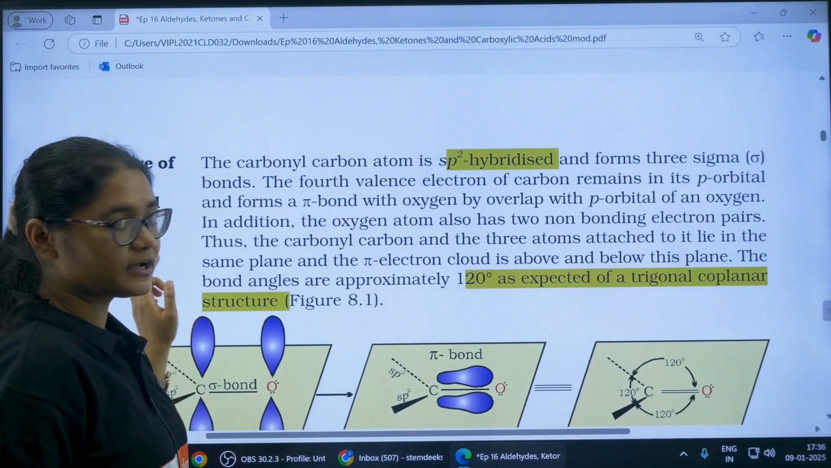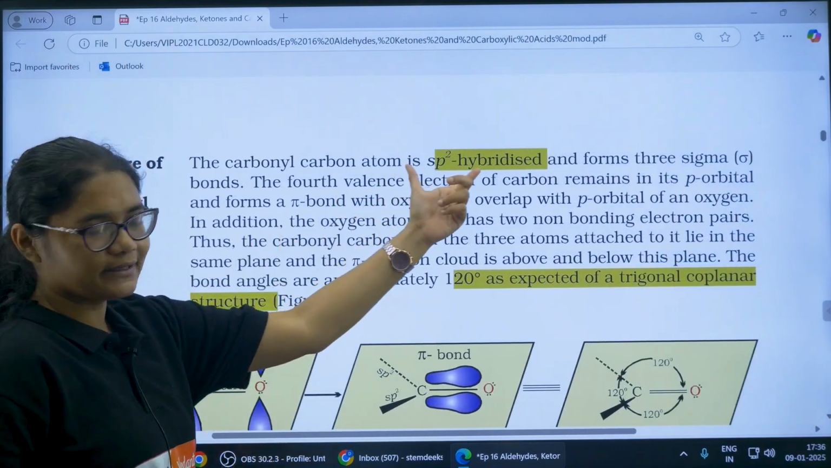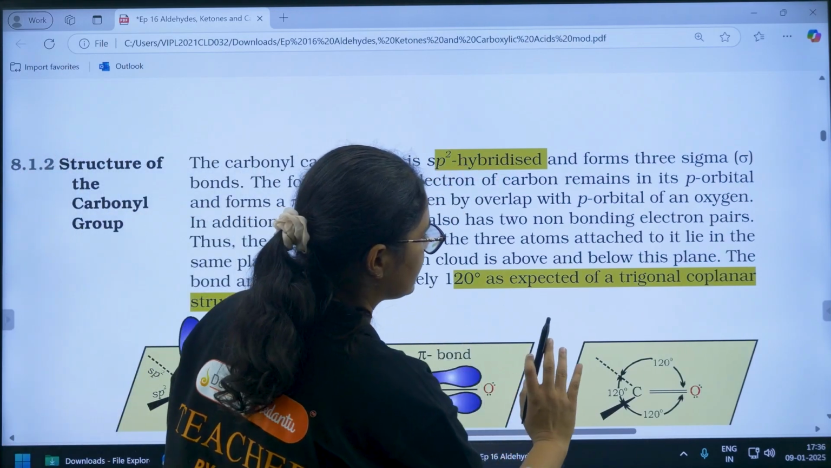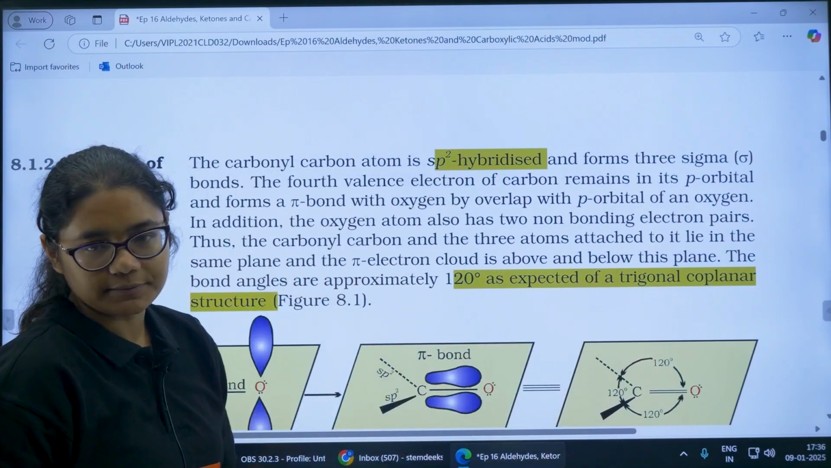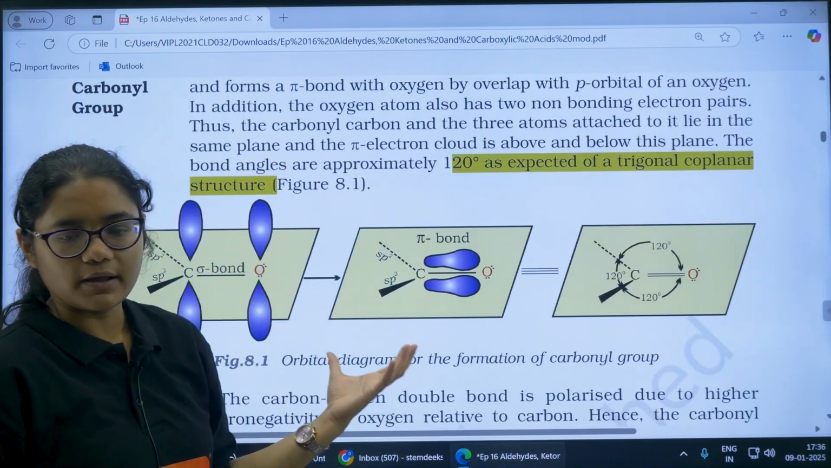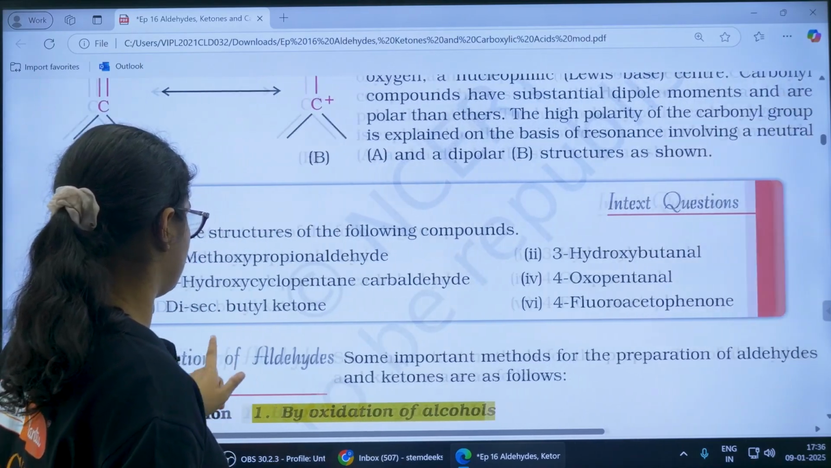Now coming to the structure of the carbonyl compound. Under structure you should first know that the carbon is sp2 hybridized, bond angle is 120 degrees, and the structure is trigonal planar. Next, this diagram is important, you should know about the structure of this one. Now coming to this, this is nothing important here.